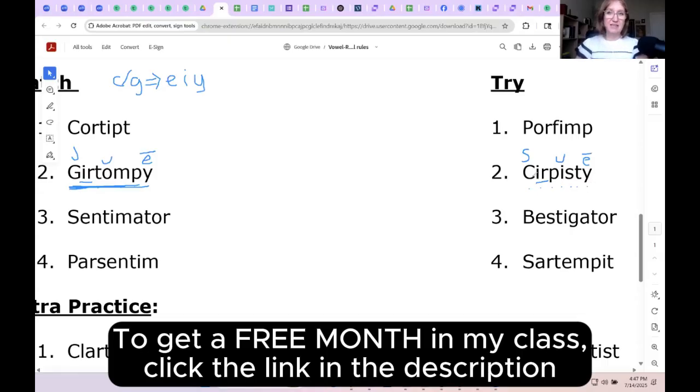So we have that soft C that's saying S. This IR is saying ir. Then we have this I that's saying I because of the tap 2 rule. And then Y at the end of a multi-syllable word usually says E. Now, here's something that I want you to focus on and pay attention to for just a second.